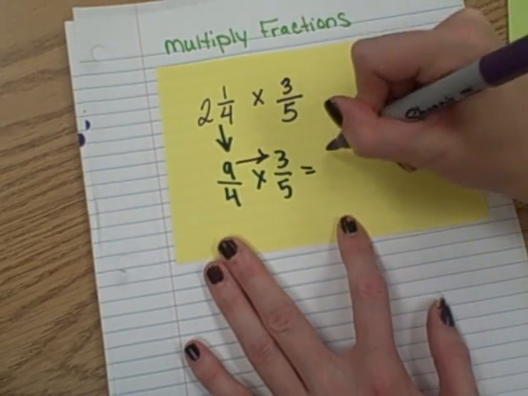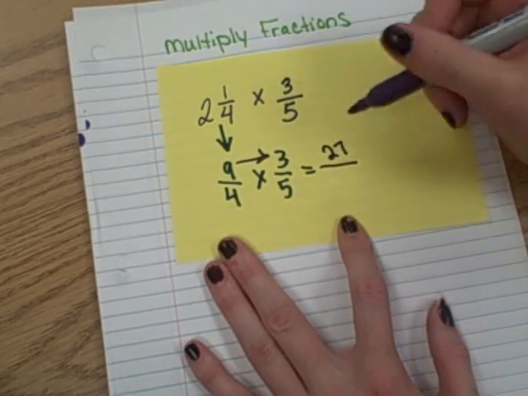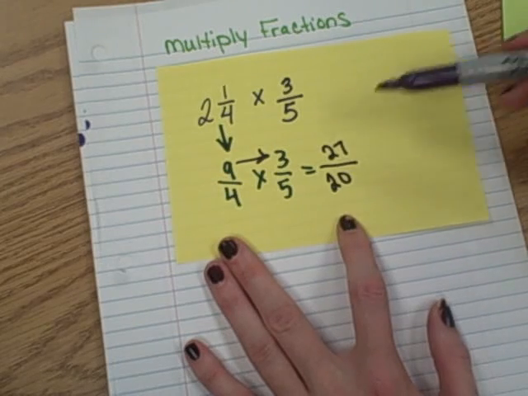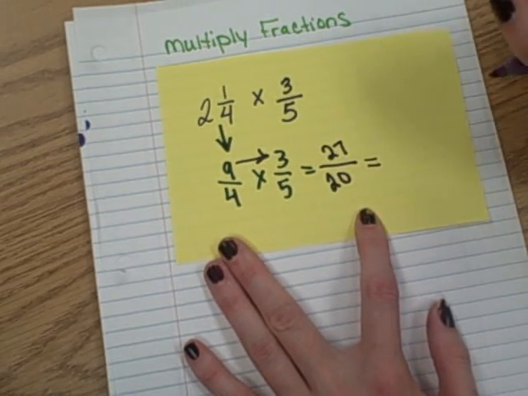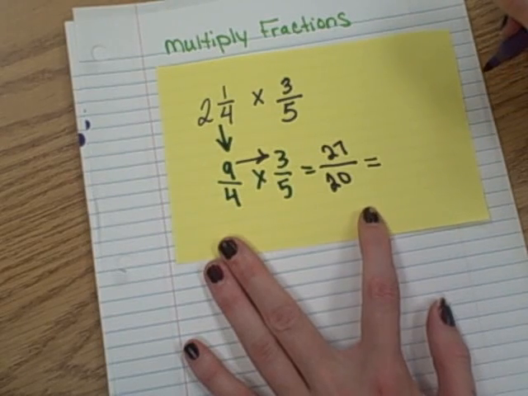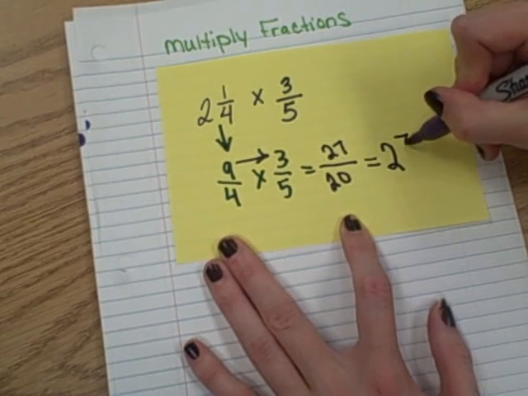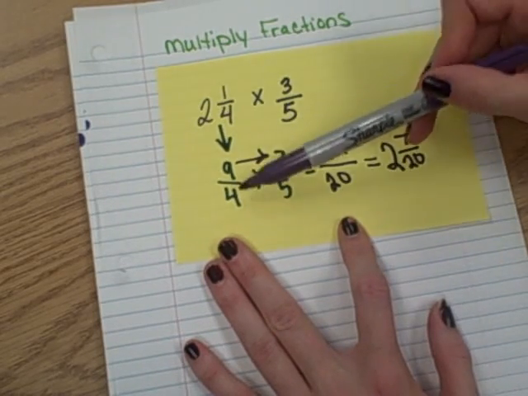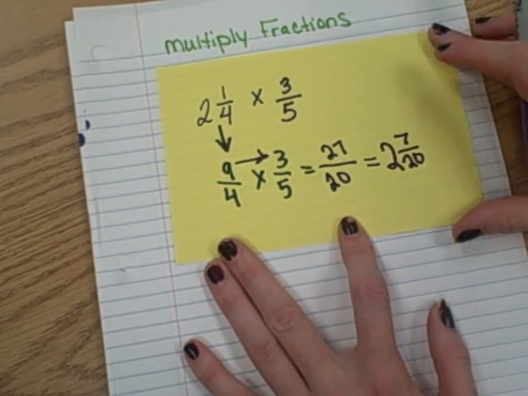9 times 3 is 27. 4 times 5 is 20. I'm noticing that this is improper because the numerator is larger than the denominator. The simplified version is to change that back into a mixed number. 20 fits into 27 2 times. You're going to have 7 left over and stick it back over your 20. So 9/4 times 3/5 is 2 and 7/20.